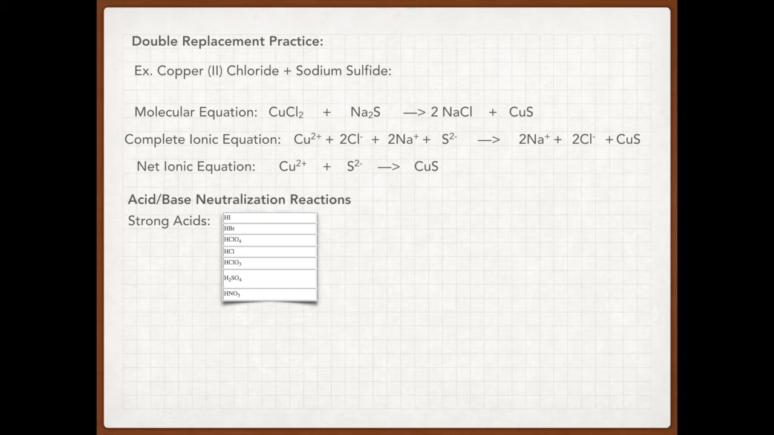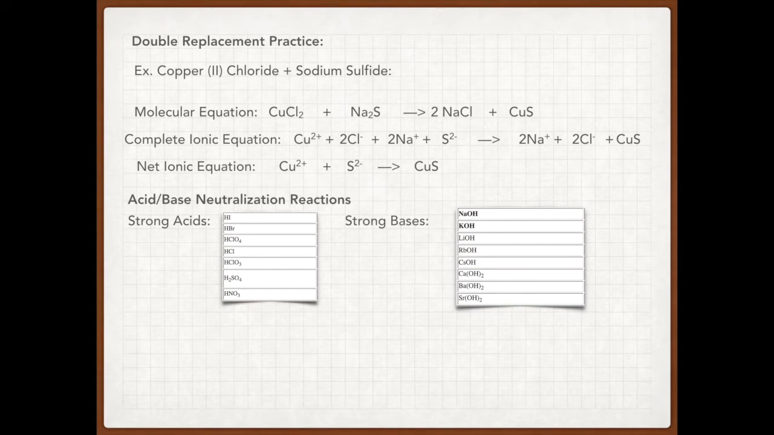My strong acids include hydroiodic acid, hydrobromic acid, perchloric acid, hydrochloric acid, chloric acid, sulfuric acid, and nitric acid. So there's 7 of them there. The strong bases are a little bit easier to remember. It's all of the group 1 hydroxides, and then calcium hydroxide, barium hydroxide, and strontium hydroxide. So all of these, all 13 of these, are going to dissociate completely in solution. If you have an acid or a base that is not one of these, it is not going to break apart, and it's going to remain as a compound.